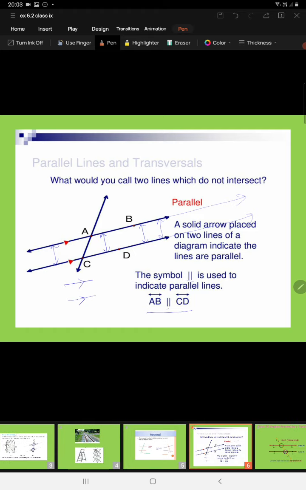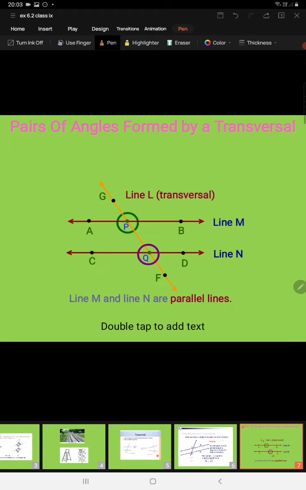Now when two parallel lines, or two non-parallel lines, are intersected by a transversal at distinct points, at point P there are 4 angles, and at Q again 4 angles are formed. We will study these 4 angles in this topic. Here line M and line N are parallel lines, and they are intersected by the transversal line L.